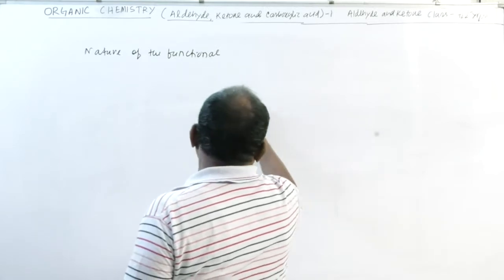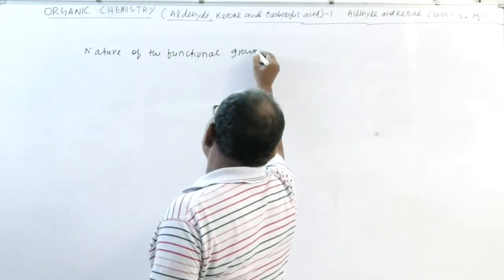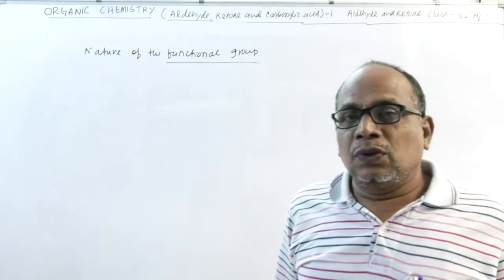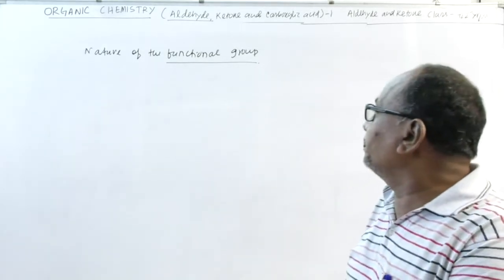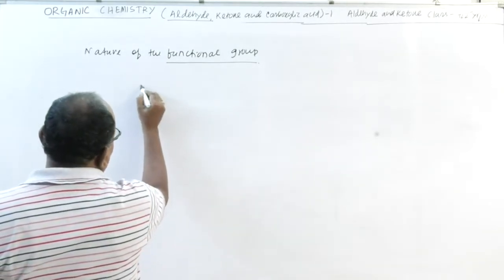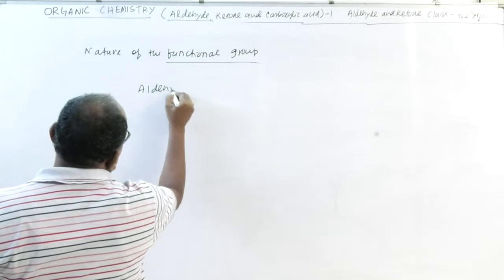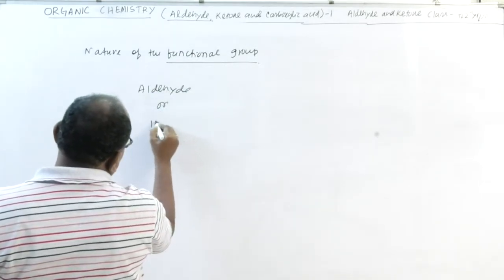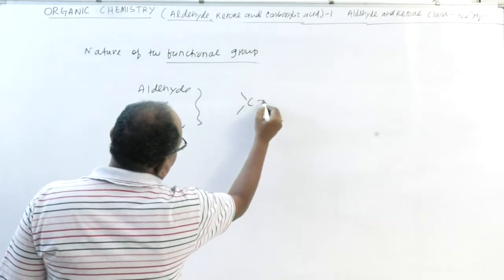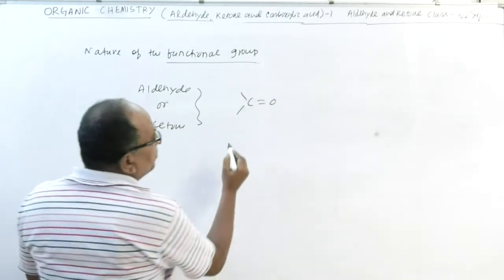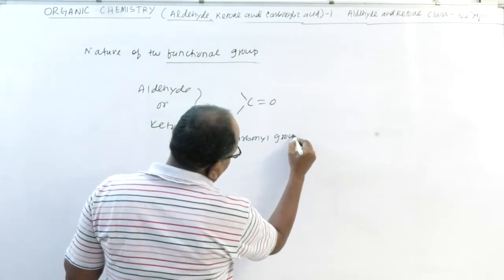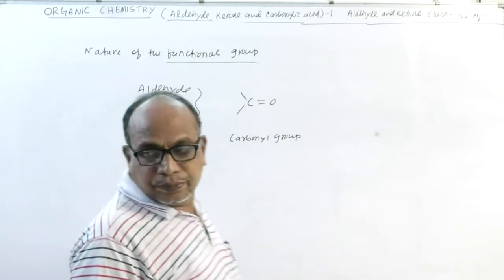Means what type of bonding? So students, both aldehyde and ketone contain the carbonyl group. Aldehyde or ketone is containing the carbonyl group. This is what group? Carbonyl.